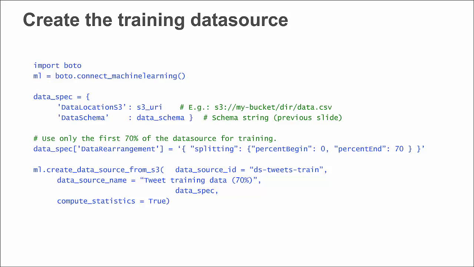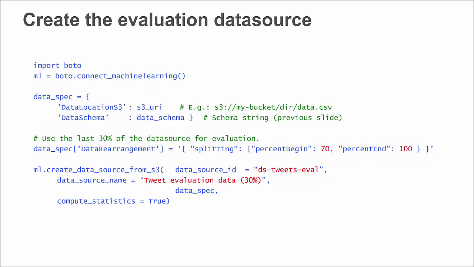The creation of the evaluation data source looks almost identical. The only difference is that we instruct Amazon Machine Learning to take the last 30% of the data instead of the first 70%. And of course, we give a different ID and name to the new data source we're creating.